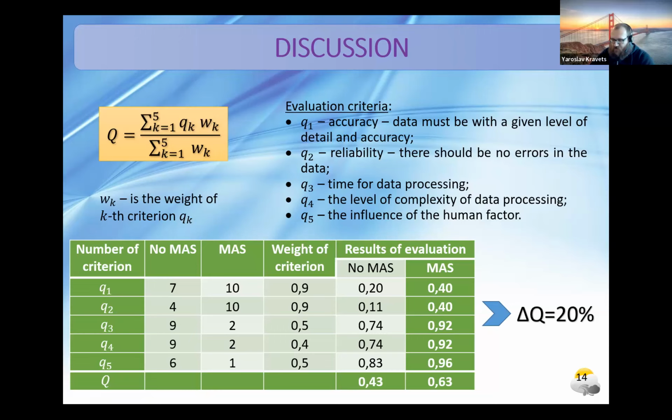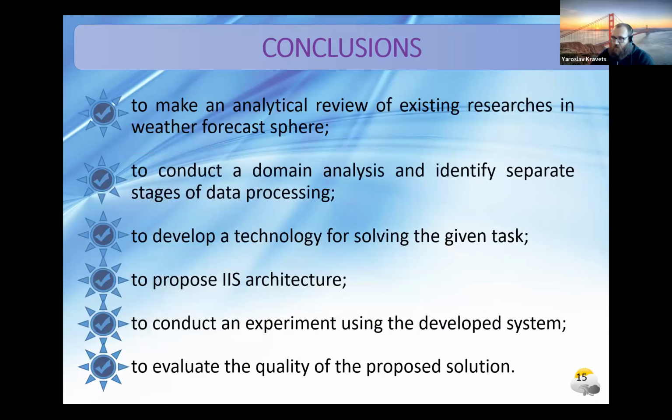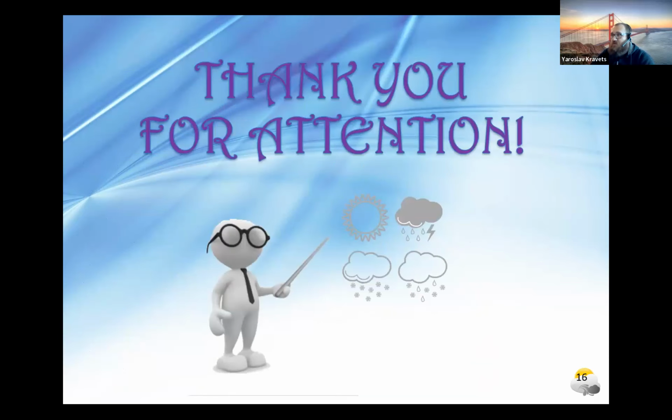To obtain the numerical values of the criteria, the experts have evaluated the complexity of solving the given task manually and using the multi-agent system according to the proposed scale. In this study, a weighted average quality metric is proposed as a convolution criterion. The results allow us to notice that using this approach shows 20% better result than without. This confirms the research hypothesis stated earlier. So in this study, all the tasks were solved and the goal was achieved. Thank you for your attention.